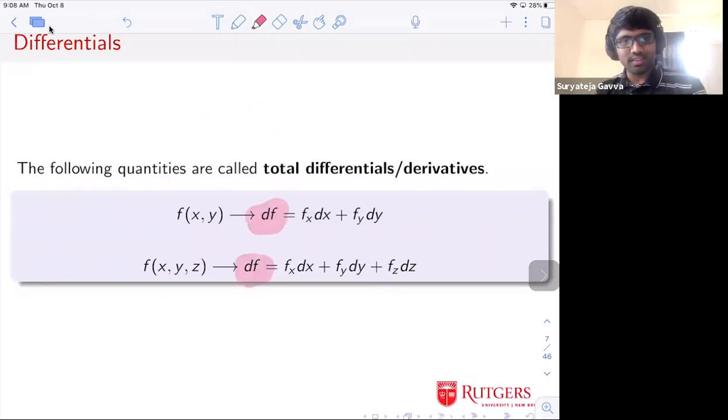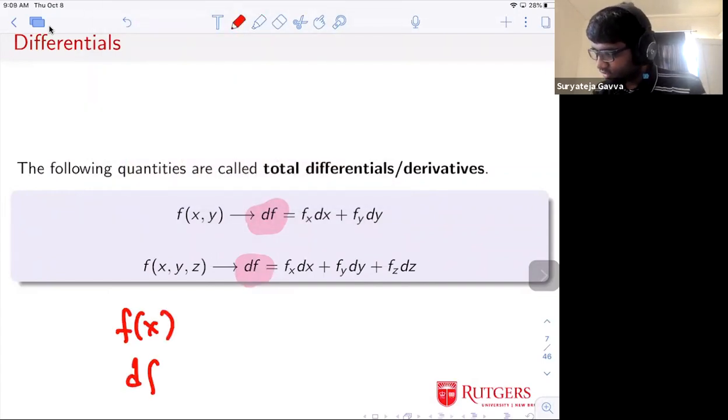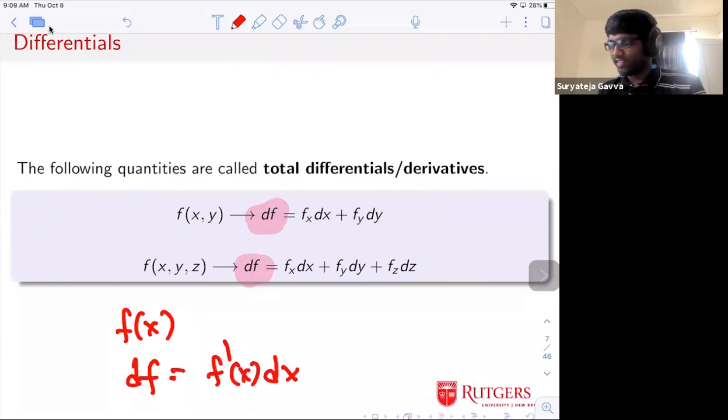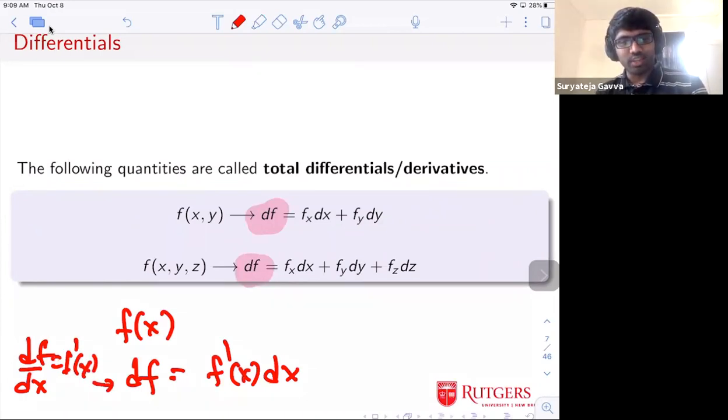So you might have seen some things like this in one variable calculus. If f is just f of x, then df is the same thing as f prime of x dx. Literally you write df over dx equals f prime of x, and then you formally take dx to the other side, you get df equals f prime of x dx. So that's what you get if it's one variable. But in two variables, we had a formula like this.